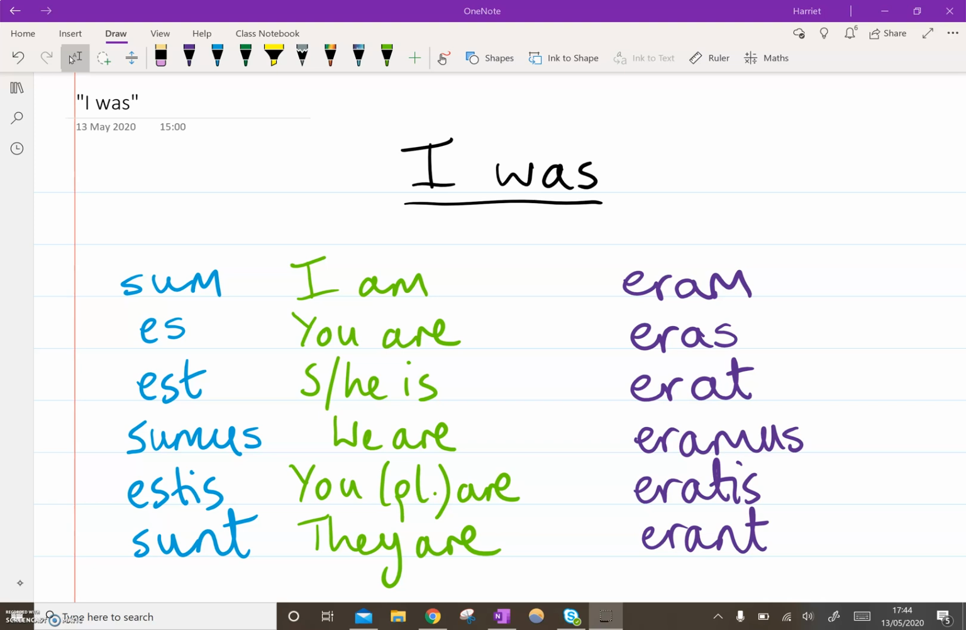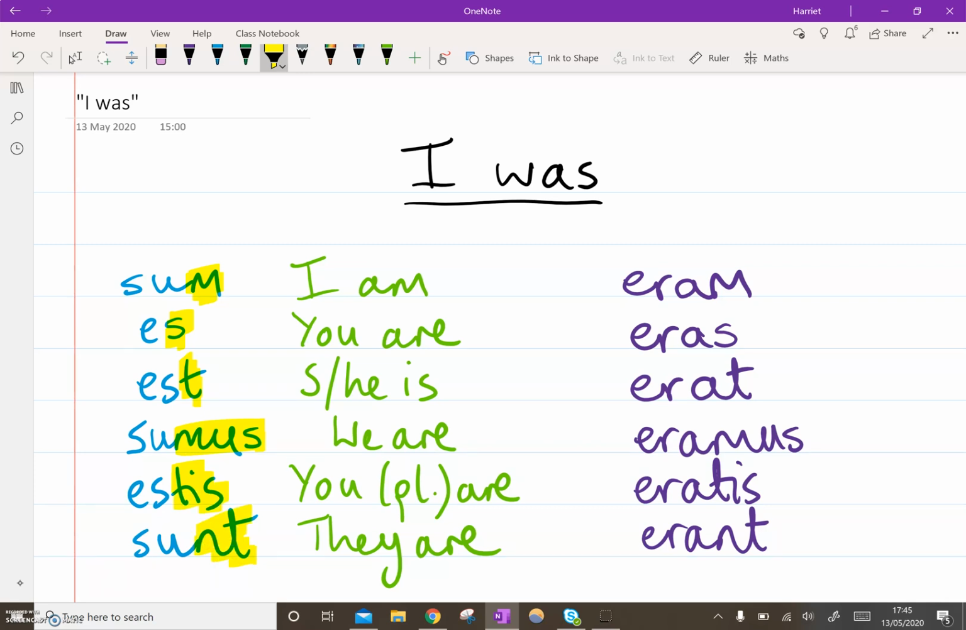Okay, so we use this verb when we're not describing someone doing something. It's not an action. You're just describing someone. So I am happy, you are sad, we are enemies, etc. Okay, and we've talked about these endings before. So remember, the present tense endings of a verb that does describe an action are o, s, t, mus, tis, unt. The endings of this verb are very similar. There's an m instead of an o, but then the endings are the same. S, t, mus, tis, unt.